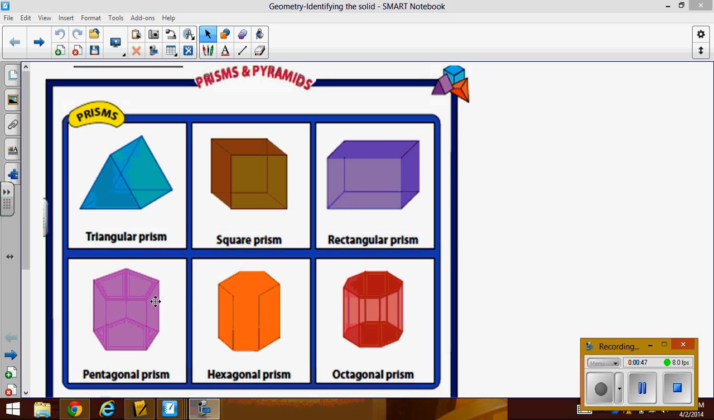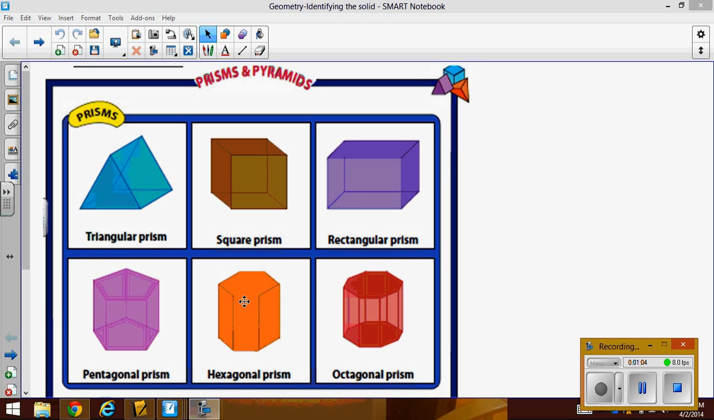The next shape in purple is called a pentagonal prism because the top and bottom are the bases. They are parallel to each other, and they're in the shape of a pentagon.